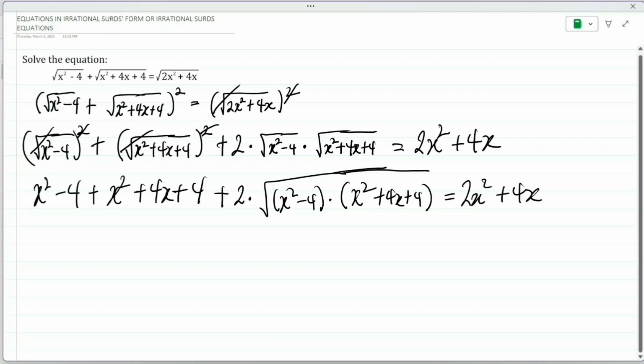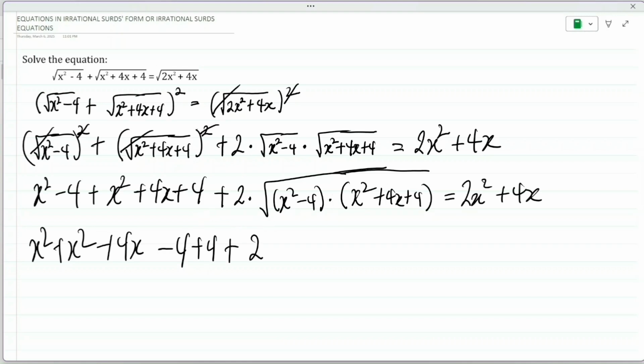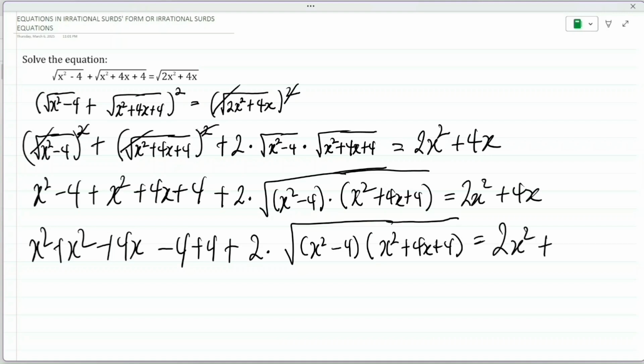On the left, you can work with the ones without square root by collecting like terms. You have x squared plus x squared. You take this x squared, you add it to this x squared. Then you go for the x, you have plus 4x. Then you have minus 4, you go to the constants, the numbers without x or a letter. You have minus 4, then you go and pick this plus 4. You're done with that. This 2 is linked to this in the root by times, so you can't add it, so you still have plus 2 times square root of x squared minus 4 in one bracket, in the second bracket x squared plus 4x plus 4, close bracket, equals 2x squared plus 4x.